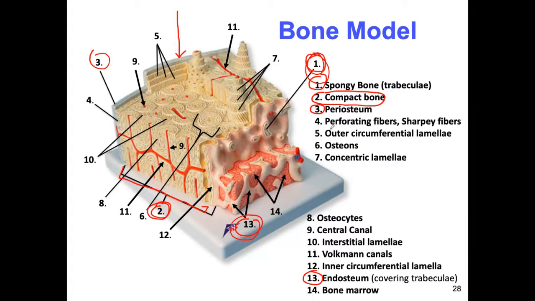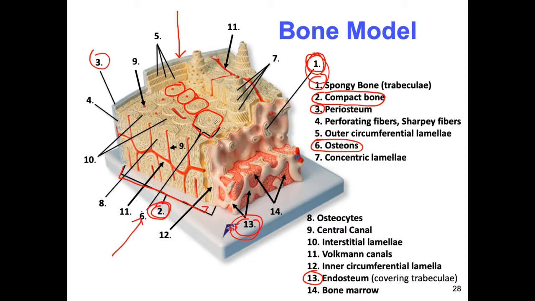So where is our osteon? Number 6. Number 6 right here. There's our osteon, which is this section from here to here. This is just one osteon. Here's another osteon. Another. Each of these are osteons. Okay. They're made up of all those concentric rings.